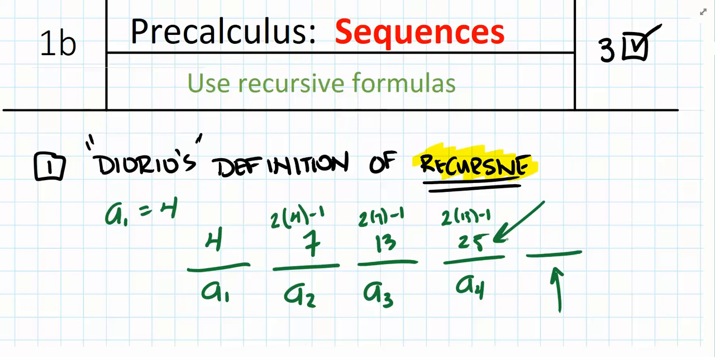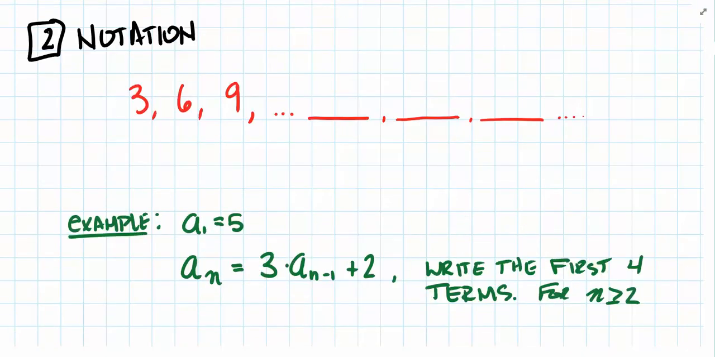In order to get the next term in the sequence, you have to know something about the term right before it. For example, if I want to know the 5th term, I have to know the 4th term. If I wanted to know the 4th term, I had to know the 3rd. That's what it means for a sequence to be defined recursively. Box number 2 is all about the notation, with an example.